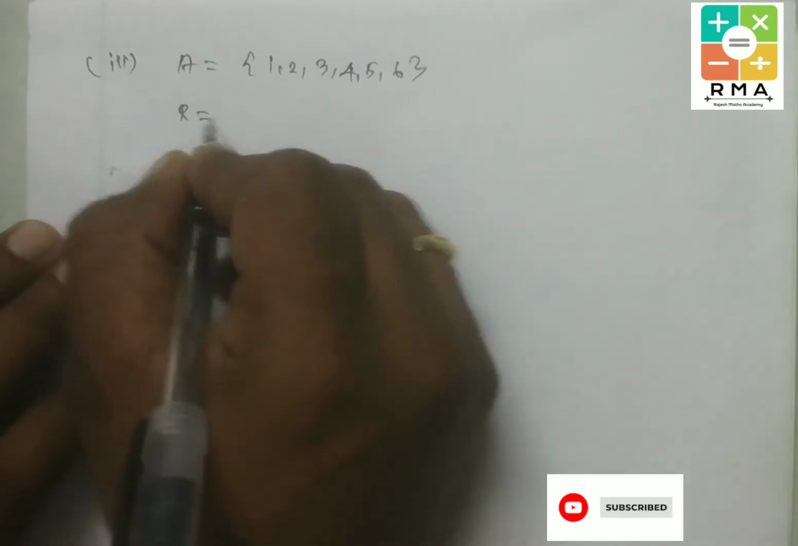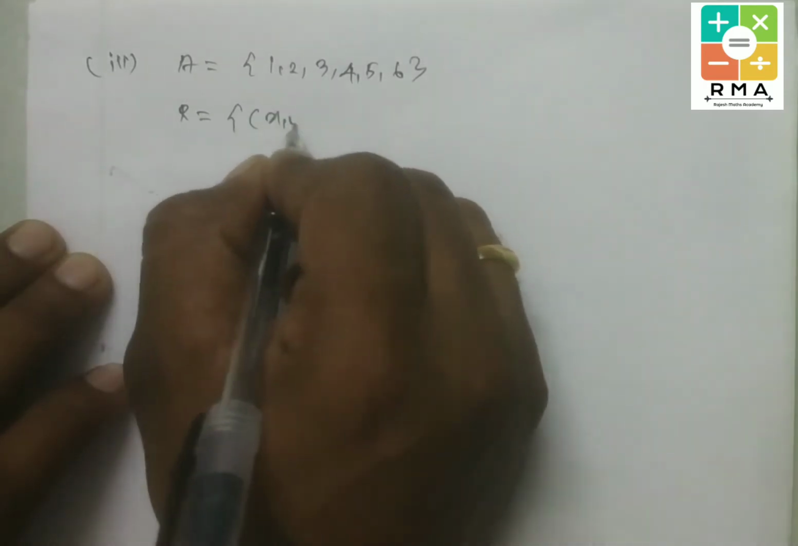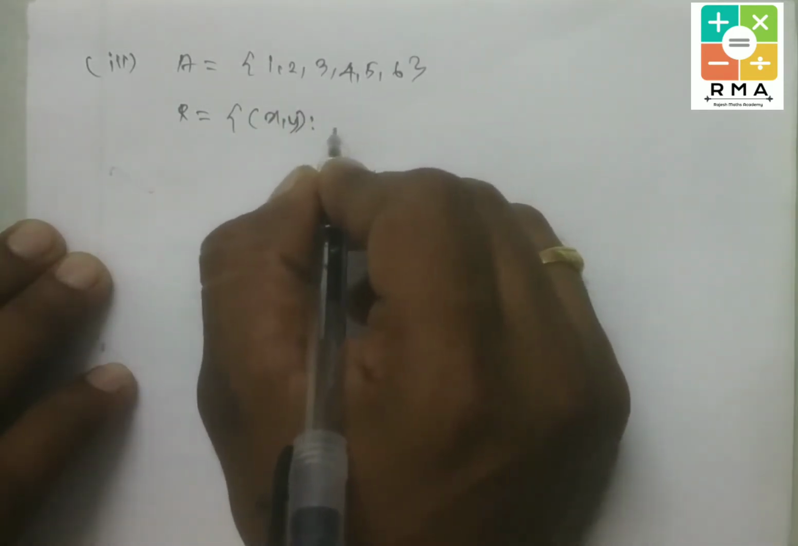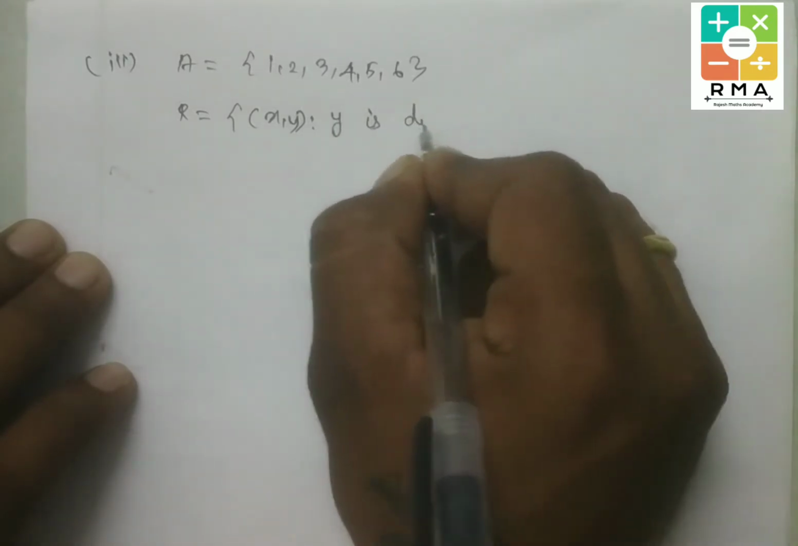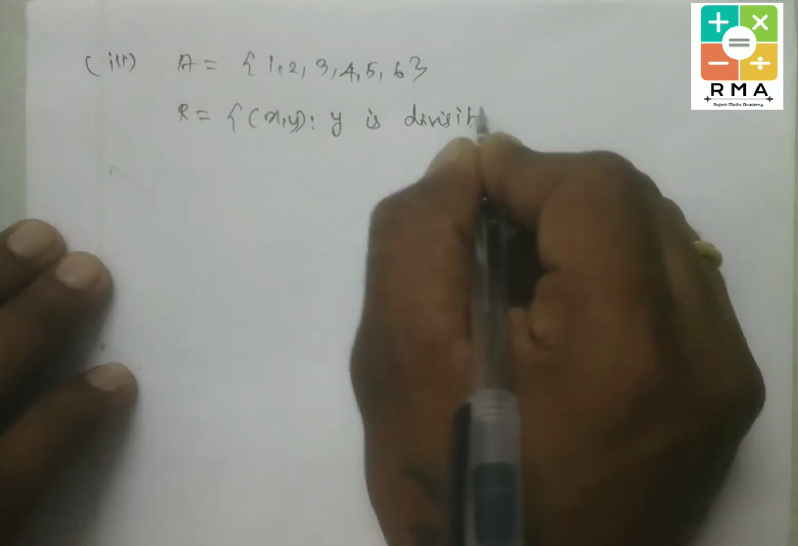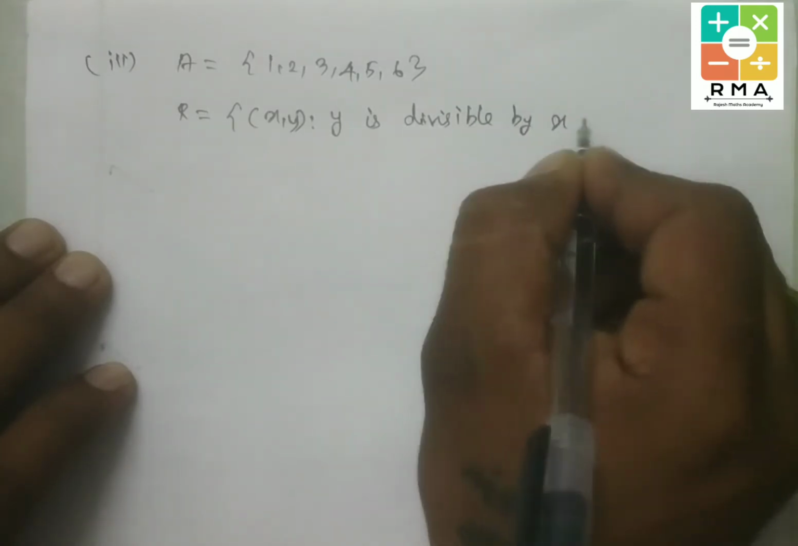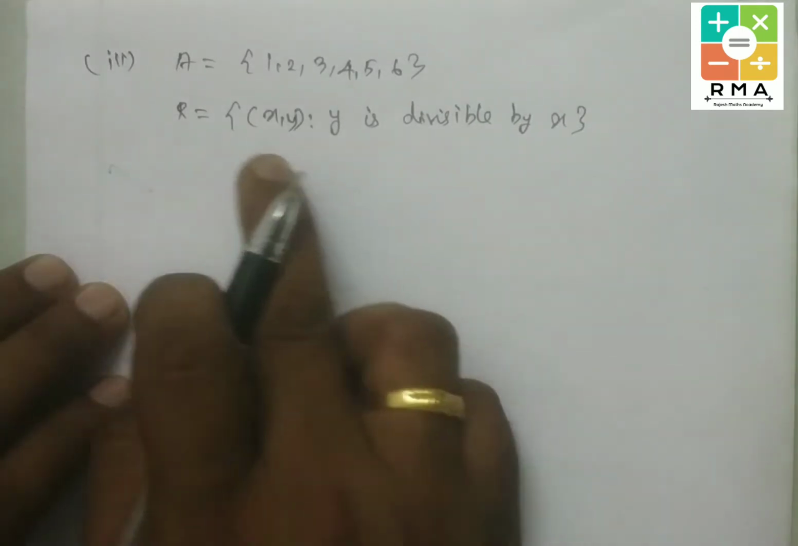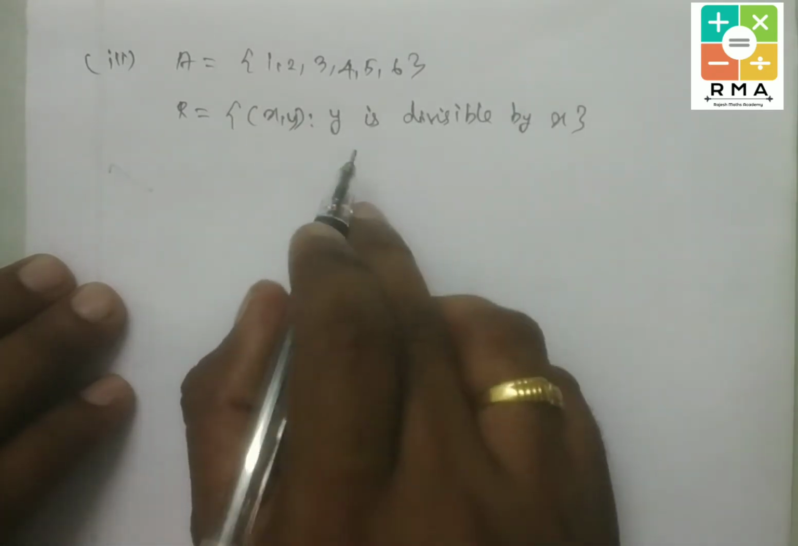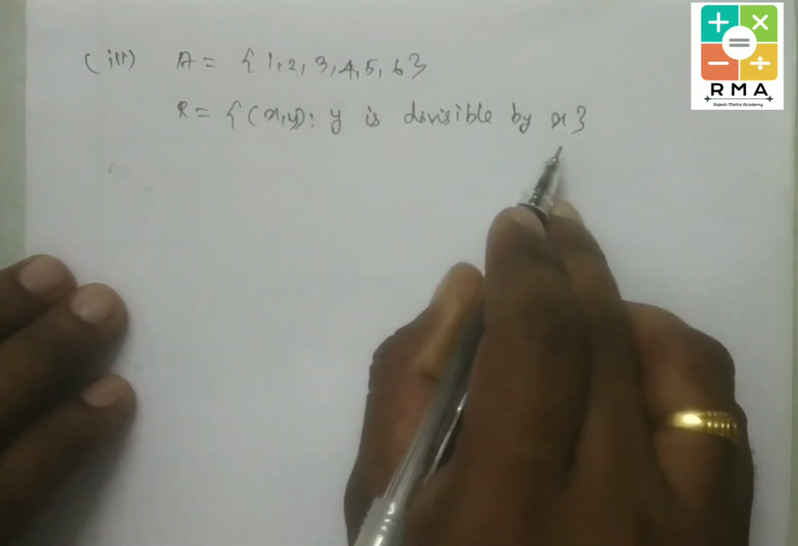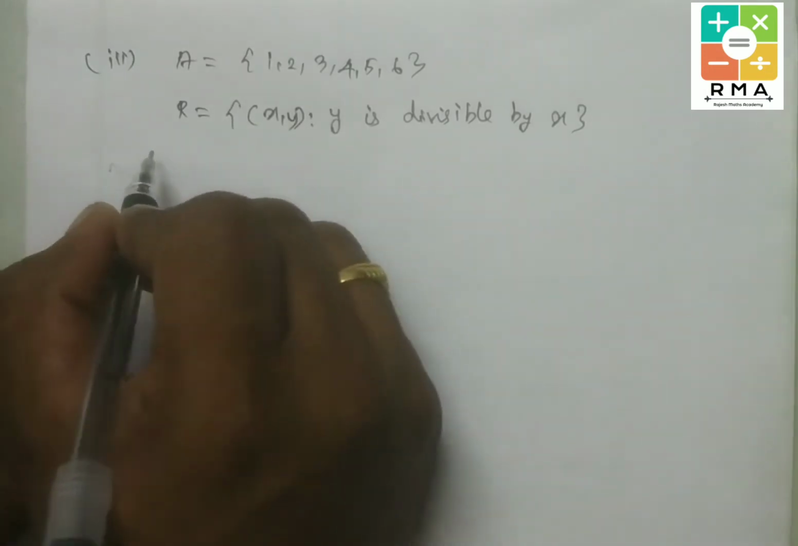So relation R is given that set of all ordered pair x comma y, that is y is divisible by x, the ordered pair. We have to take x comma y. Here the relation between x and y, what does that mean? Y is divisible by x. So we will check first reflexivity.